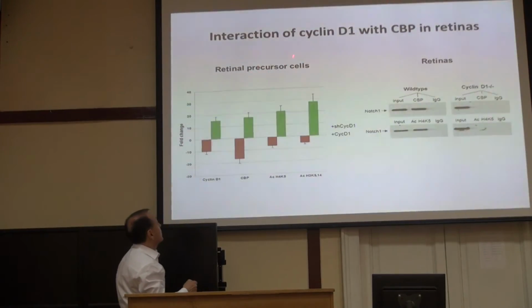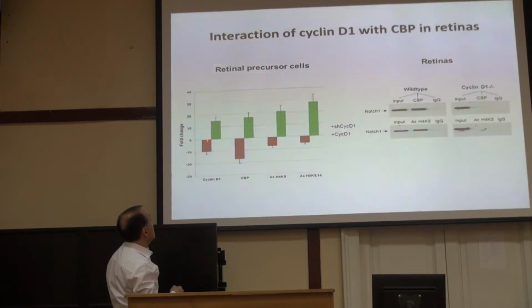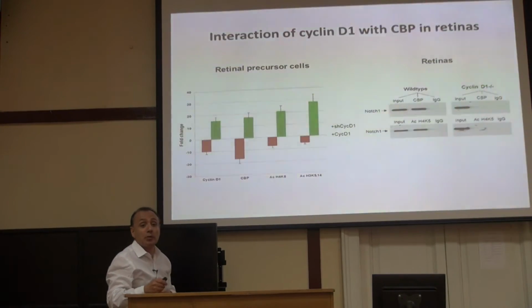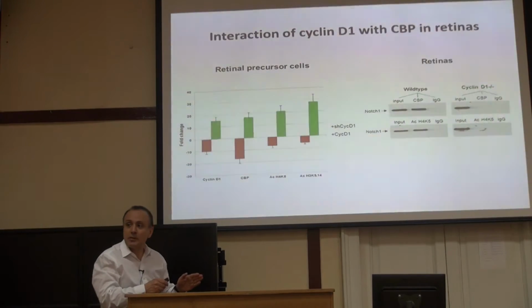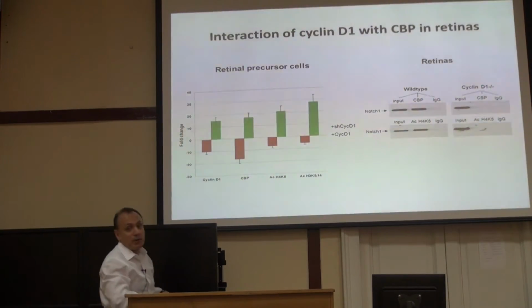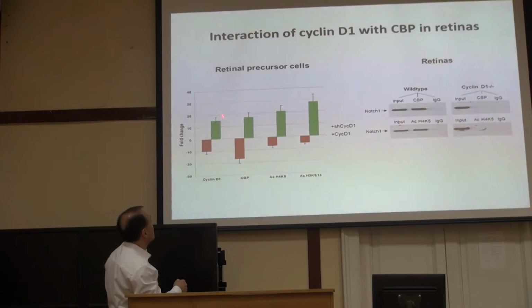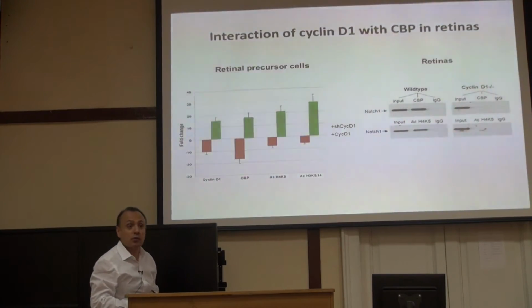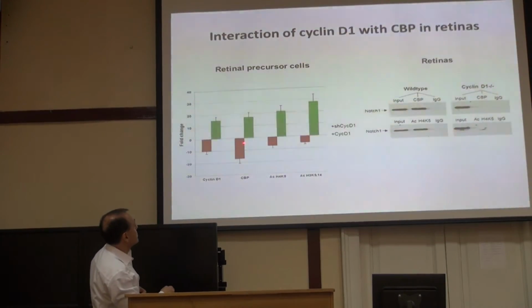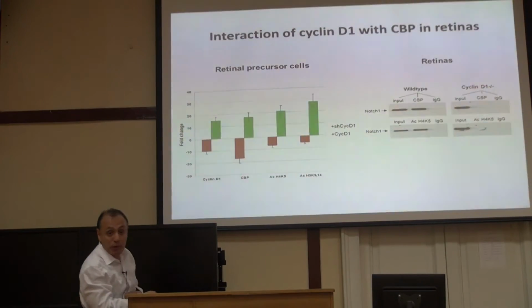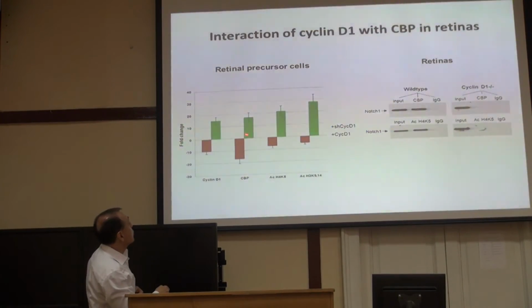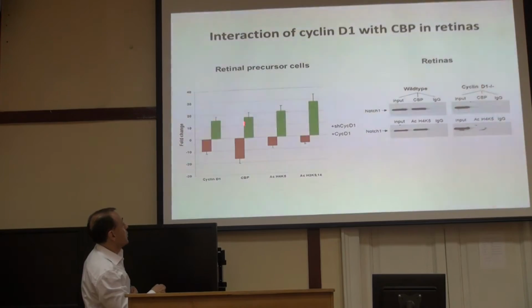So now we do this in retinal progenitor cells. We knock down cyclin D1, or we overexpress cyclin D1, and we look at the recruitment of cyclin D1 to the promoter. Of course, there's no surprise. If you knock down cyclin D1, you have less cyclin D1 at the promoter, and if you overexpress, you have more. This is kind of a control. But here, if you knock down cyclin D1, you have less CBP recruitment, as you predicted. If you overexpress cyclin D1, you have more recruitment.